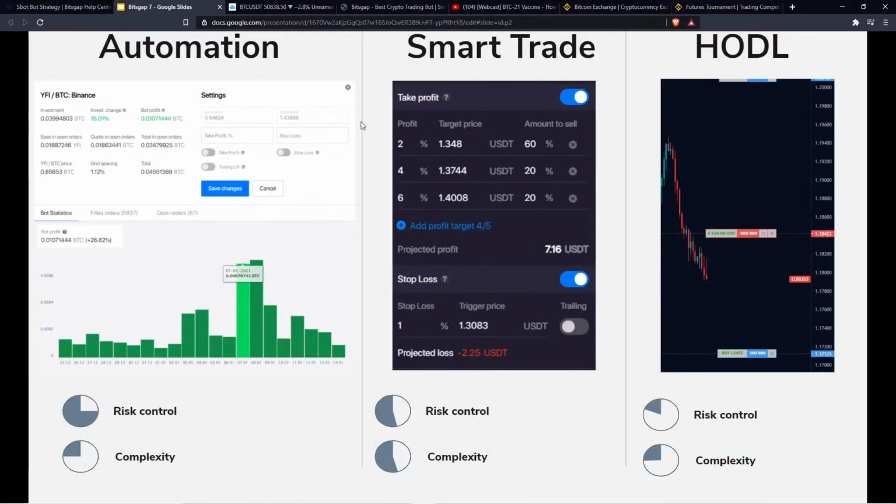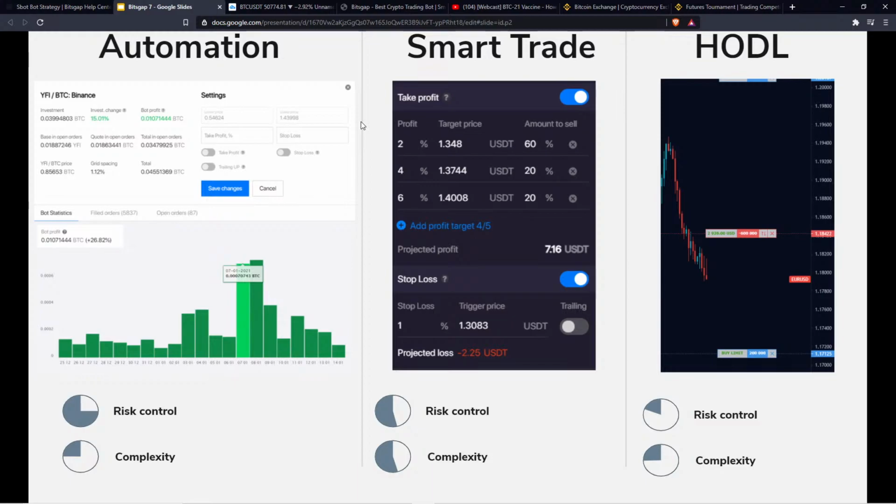mode. And by the way, let's go back a bit. The thing is that in automation you have the best risk control that you can achieve, and you don't have to be an experienced trader to automate in crypto. In fact, it is very easy with Bitsgap. When it comes to smart trade, the risk control here is lower compared with automation, and the complexity is a bit higher. But in smart trade you have more possibilities to control the profit generation.